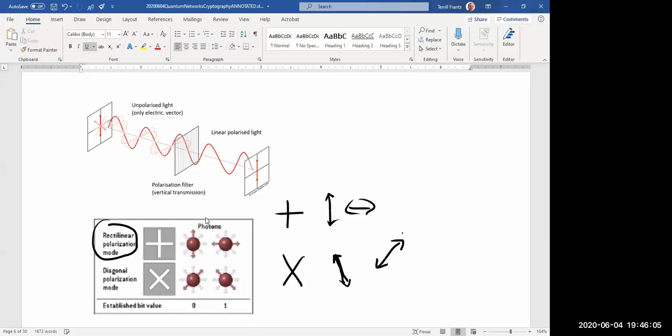Now, here we'll use a 0 if we're measuring in the rectilinear mode. We'll refer to 0 when it's going up and down. We'll just say that represents a 0, and if it goes horizontal here, we'll say that represents a 1. And here, if the orientation on the diagonal is pointing to the right, we'll consider that 0, and going to the left, we'll consider that 1.